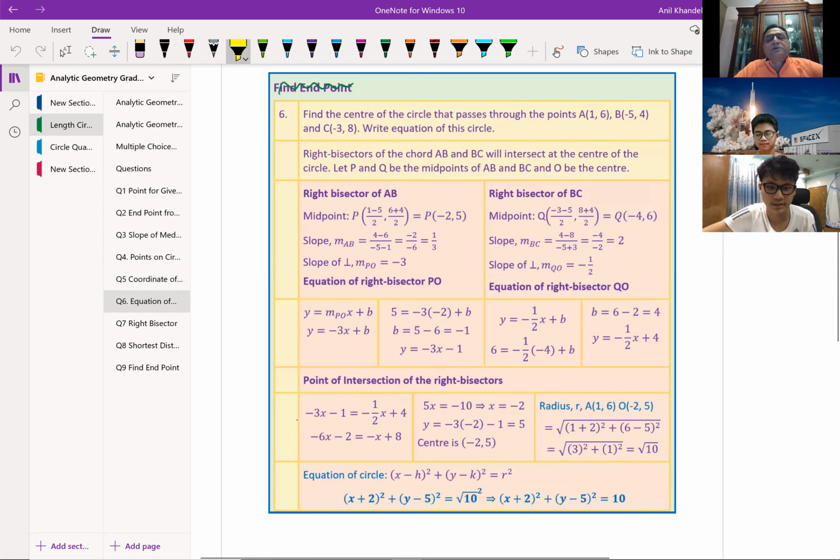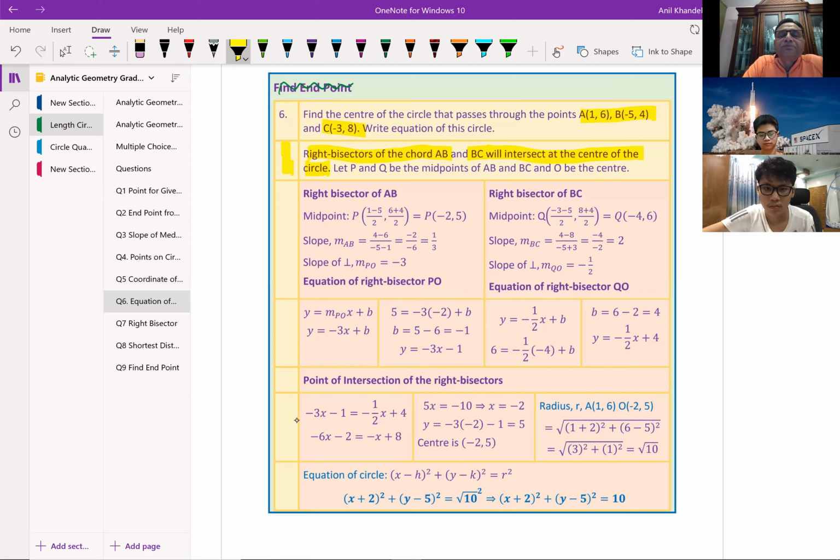Here is question number 6, which is slightly longer. It says, find the center of the circle that passes through 3 given points, right? Now we'll understand a lot of strategies when we solve this particular question. We are given a circle with 3 different points. Now it is important to note this portion, which is that the right bisectors of the chords AB and BC will intersect at the center of the circle. This is key, which you should know.